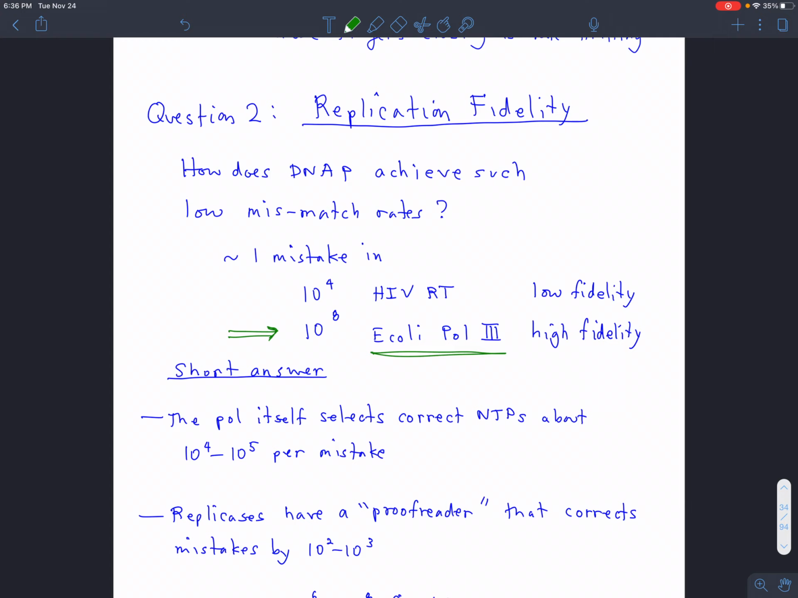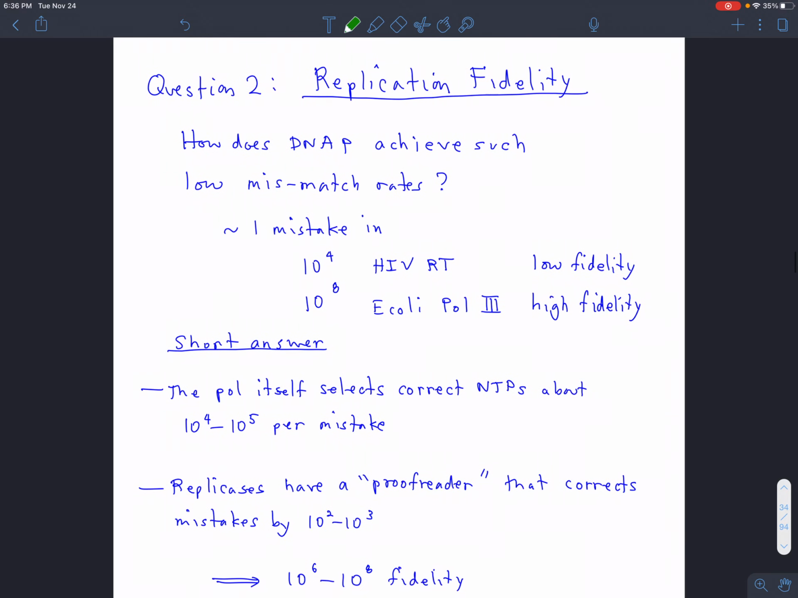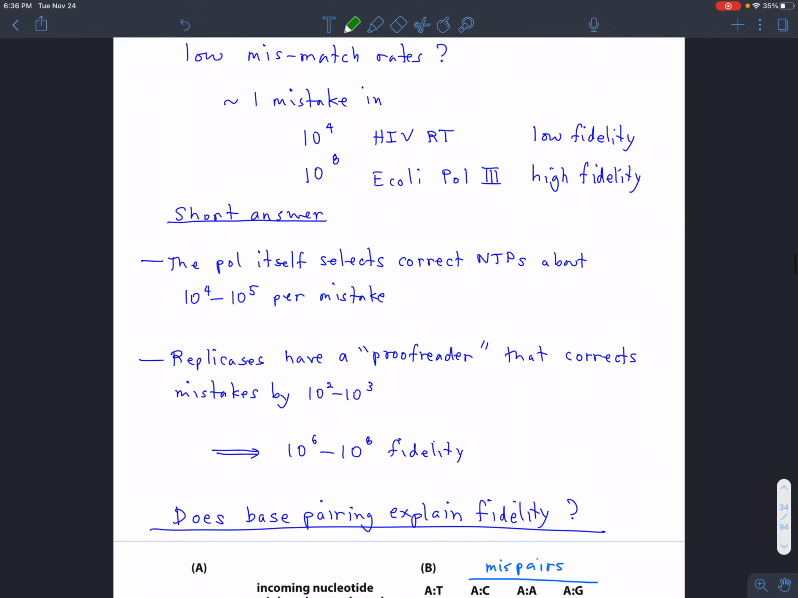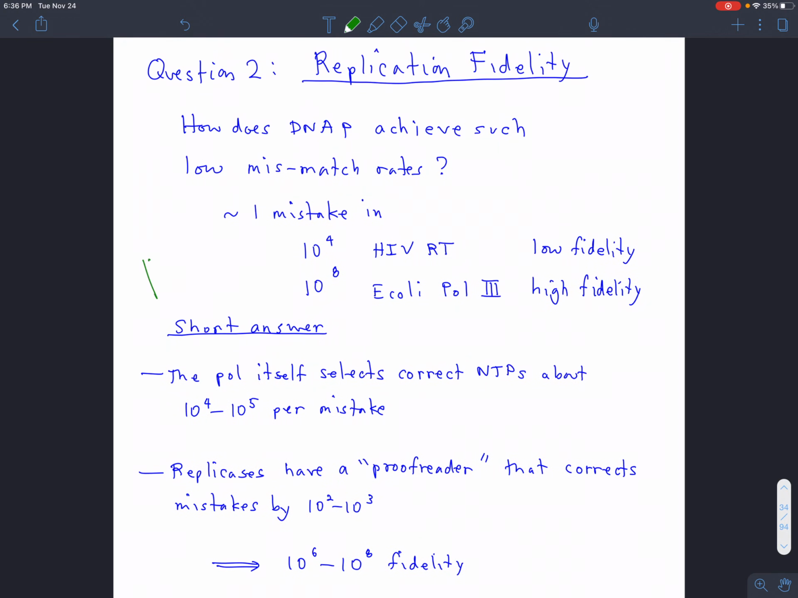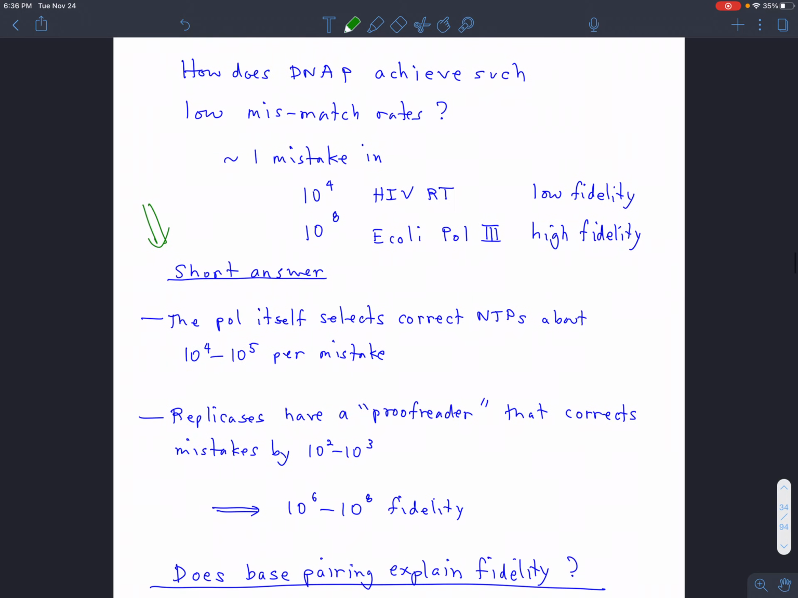in some cases, depending on exactly how you measure and so on, up to about 1 in 100 million, which means that you can replicate many genomes before you get even a single mistake, and that's the kind of thing you need if you want to keep your genetic information. So how does the polymerase do that? I mean, 1 part in 100 million is a phenomenally low error rate.